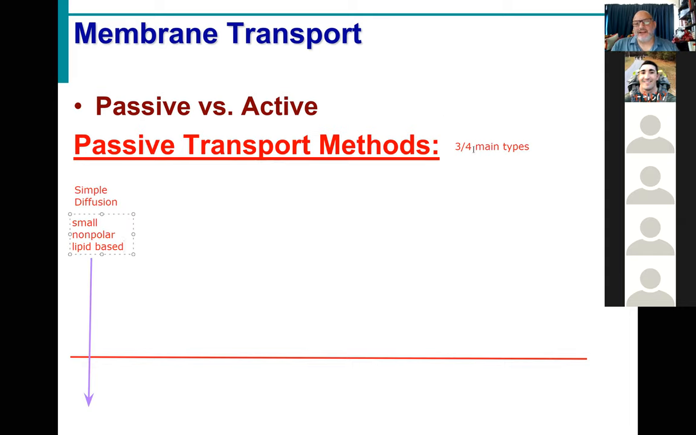Now remember, the reason I hesitated as to whether there are three or four main types is because if we want to, we could also think of osmosis as a special type of passive membrane transport. But remember, as we also talked about, osmosis is just the simple diffusion of water. So you can either consider it simple diffusion or you can consider it its own process. Whatever tickles your fancy, feel free to do it that way. But both of those are things that pass through the phospholipid bilayer without any help on their own.